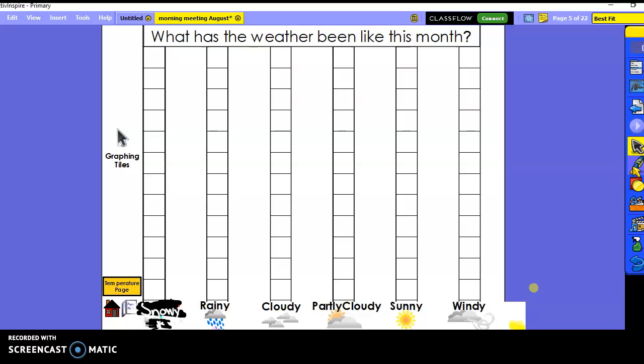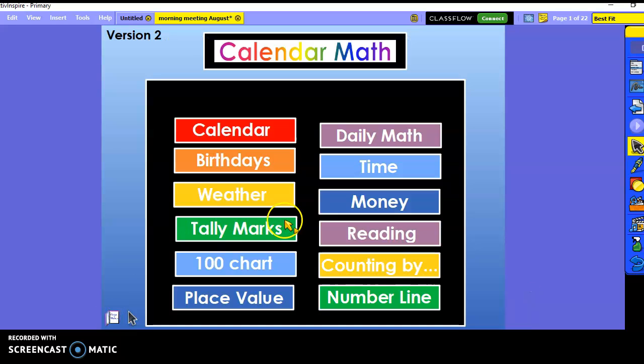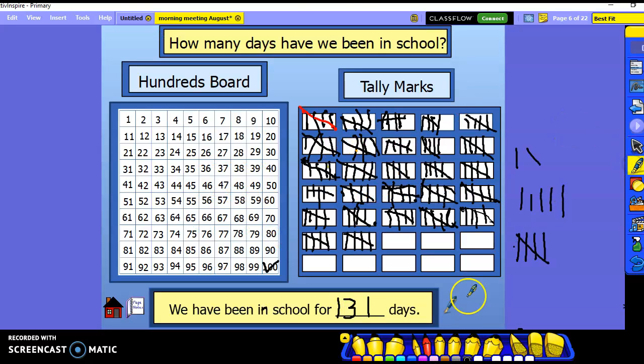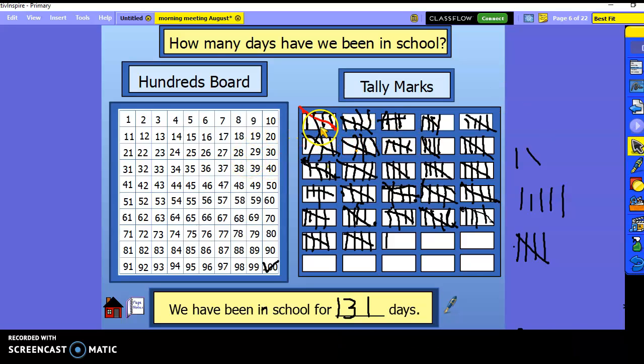the weather is today. And then maybe after this video, you guys can make your own weather graph. We're going to move on to our tally marks. So Miss Sunderland's going to add another tally mark here. And this represents 5. So we are going to count by 5s.